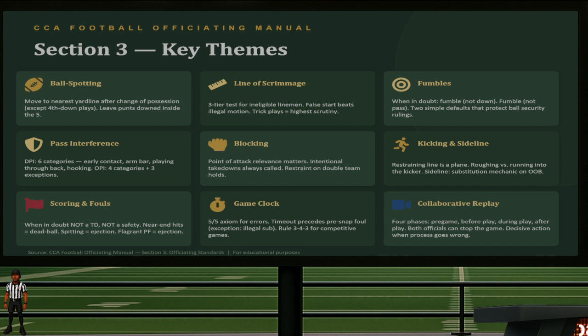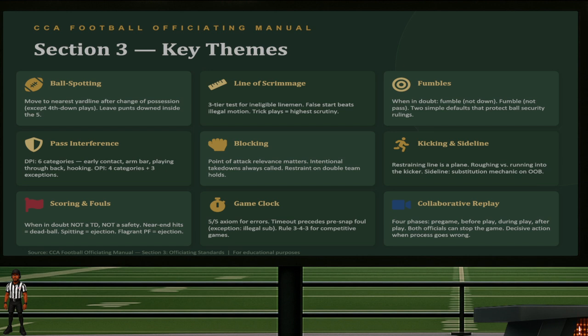Let's bring it home with the 9 themes that run through everything we covered. Ball spotting: move to the nearest yard line after a change of possession, except on fourth down plays. Leave punts down inside the 5. Line of scrimmage: 3-tier test for ineligible linemen. Helmet over waistline is legal. Helmet between waistline and rear end gets a warning. Clearly behind the rear end gets an immediate flag. False start beats illegal motion as the default every time. Trick plays get the highest scrutiny.